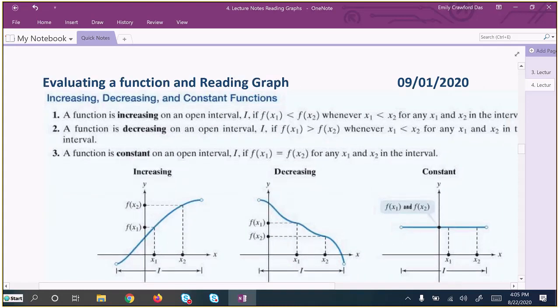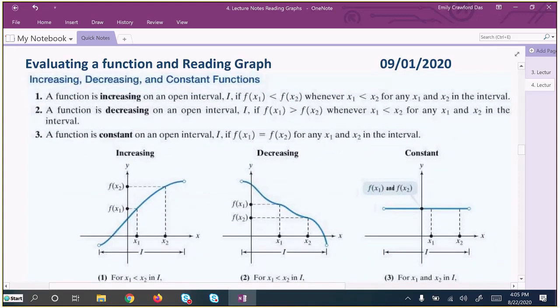Okay, now let's talk a little bit about reading graphs. And we already know a little bit about reading graphs. But in particular, we want to learn about increasing, decreasing, and constant behaviors of a graph.